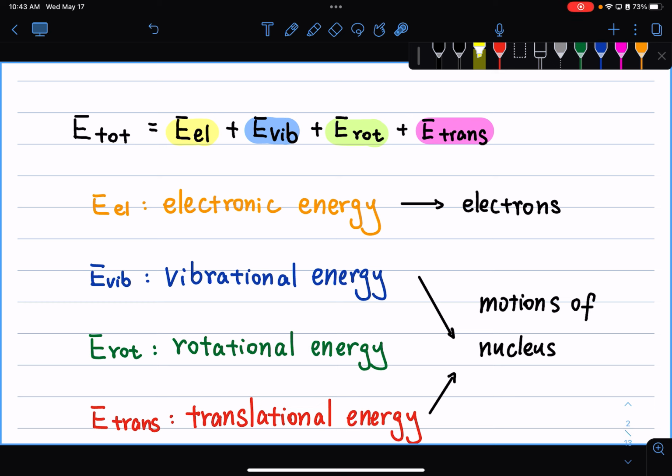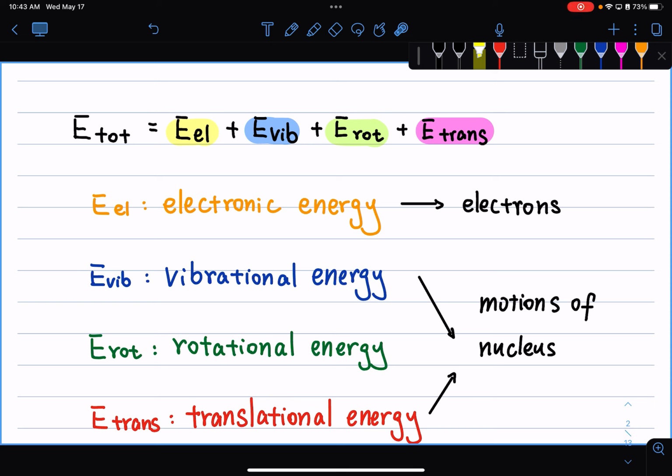Or if we're looking at a bit more detail, in a diatomic molecule, your total energy has four different parts, if you may. You have the electronic energy. This is the part of energy we're talking about in UV-vis absorption, where you're exciting the electron in your HOMO to the LUMO. So that's the electronic state of your molecule. And then you can have vibrational states.